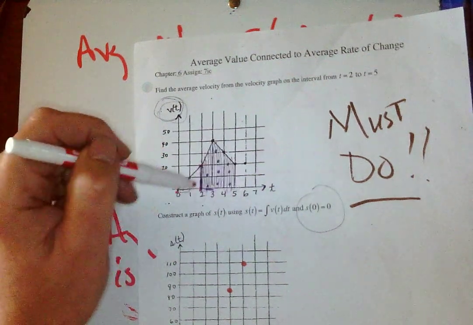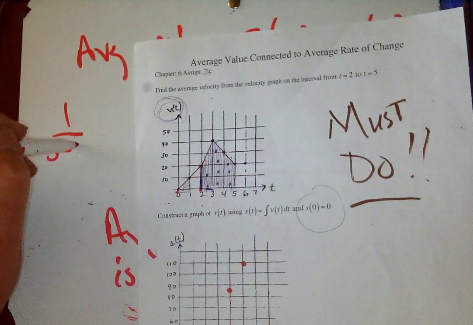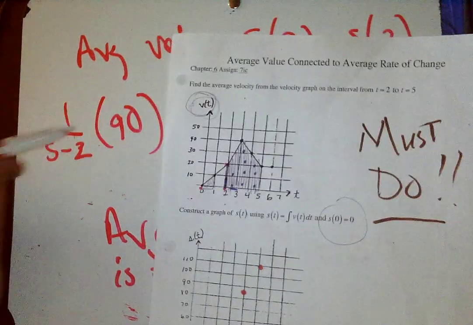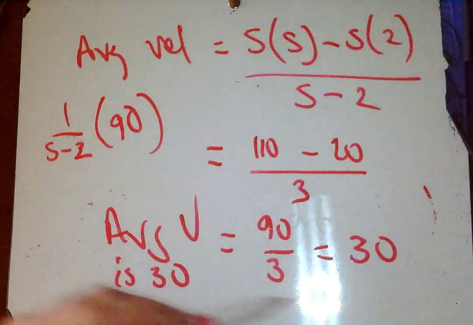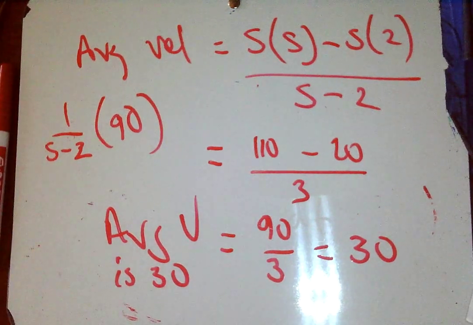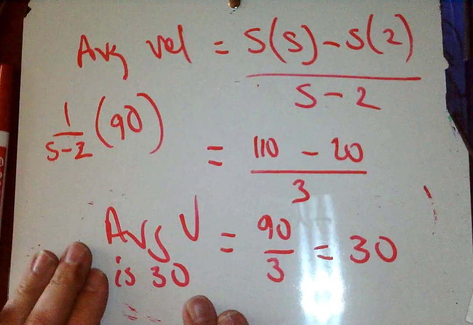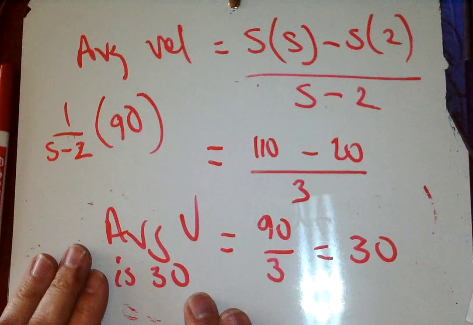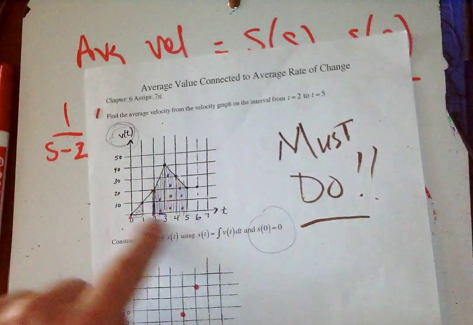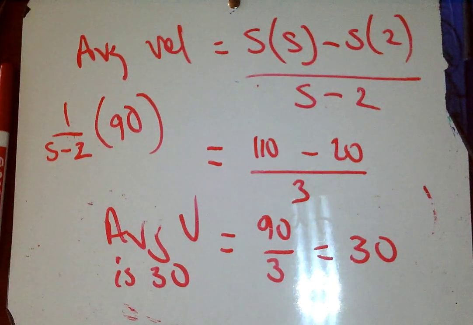And what happened when we did it with the velocity function and the average value of this? We found that this area was 90, and we did 1 over b minus a times the value of the integral here, which was 90, and we ended up with 90 divided by 3, or an average velocity of 30. Wow, there's a lot here. Average velocity as an average rate of change, average velocity as the average value of that velocity equation. Wow. Okay.